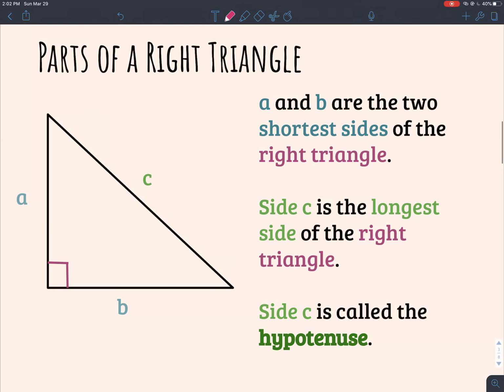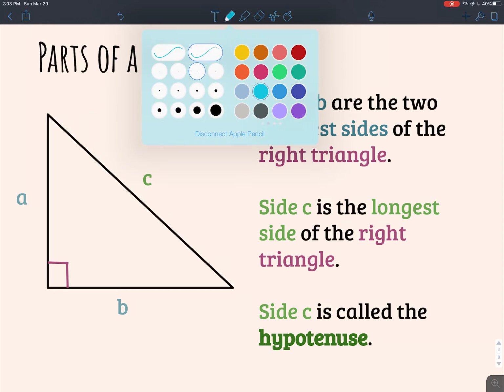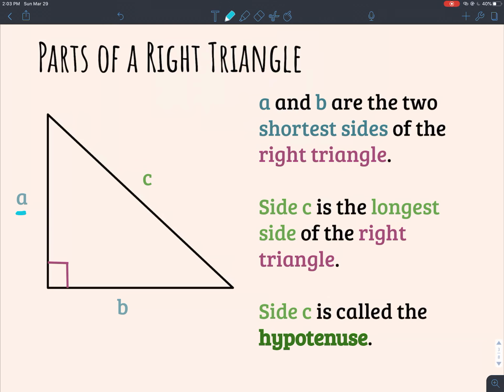So we have some parts of a right triangle. A and B are the shortest sides. Notice that A is the left side, B is the bottom side, and they're going to be the shortest sides. It doesn't mean that they're necessarily equal. They could be different. Like we could say that side A is 3 inches. We could say that side B is 4 inches.